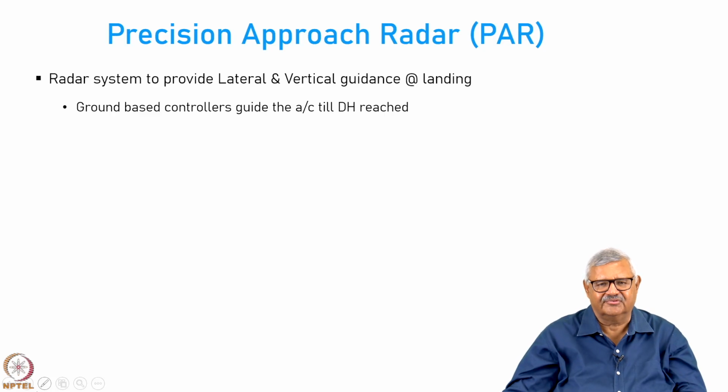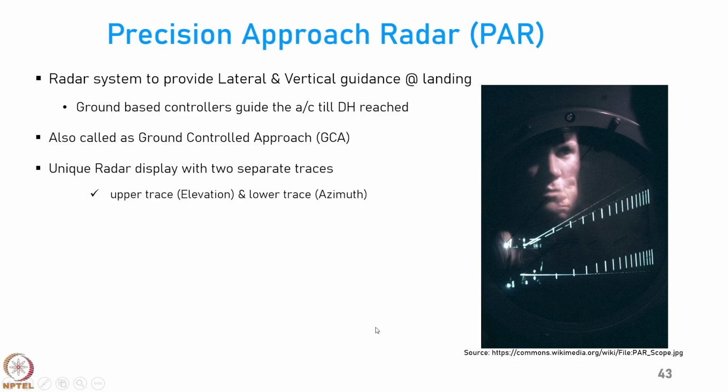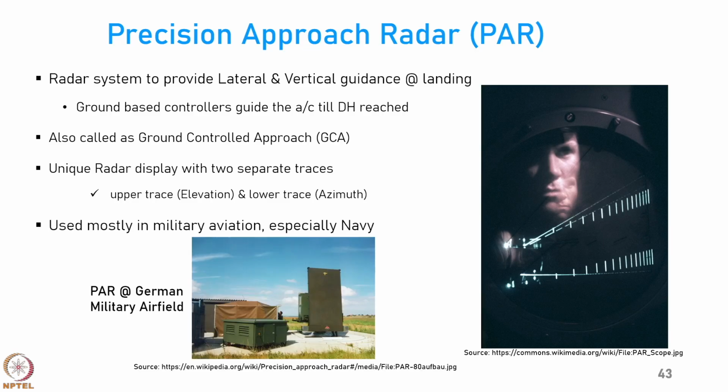And finally, we have another system which is used mainly by the military, called the precision approach radar system. This is again using ground based controllers, but these controllers are now completely mobile. This is also called the ground controlled approach or GCA. It is a unique radar display with 2 separate traces. The upper trace gives you the elevation and the lower trace gives you the azimuth. So, with that you are able to guide an aircraft precisely when it comes in to land.